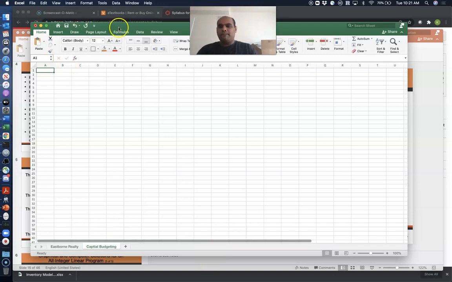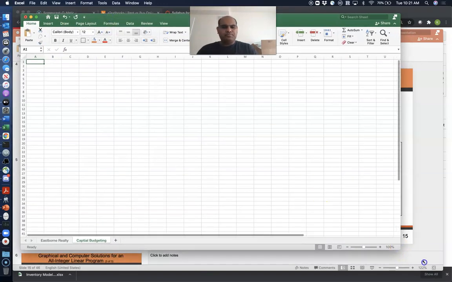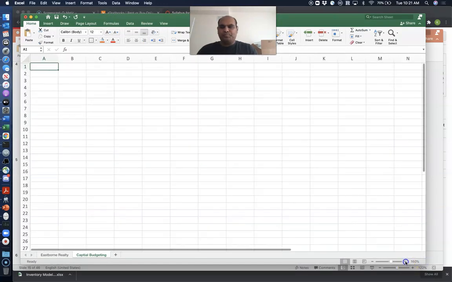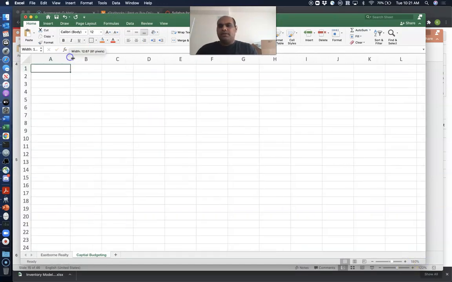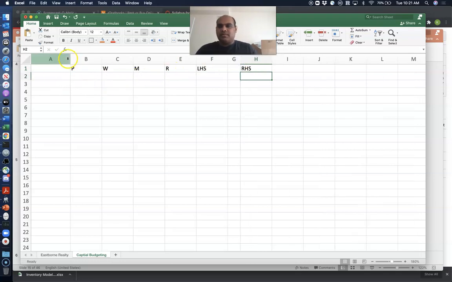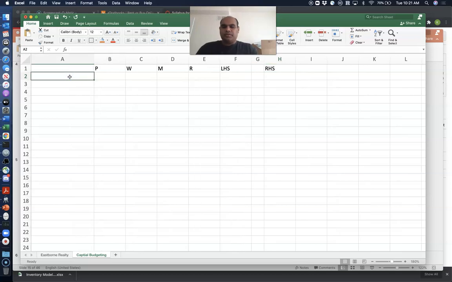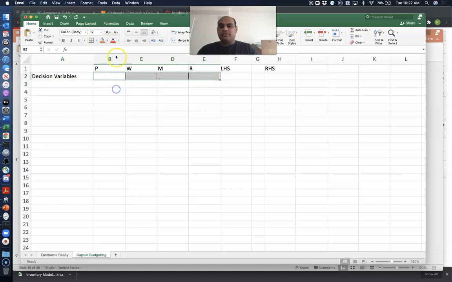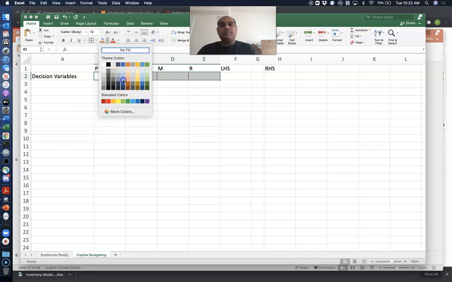Okay. Let's do the capital budgeting problem. Our decision variables are plant expansion, warehouse expansion, new machinery, and new product research. Left hand side, right hand side. Let's have that. Decision variables. These are our decision variables, which in this case are all going to be zeros and ones. Remember that, and we'll tell Excel that.